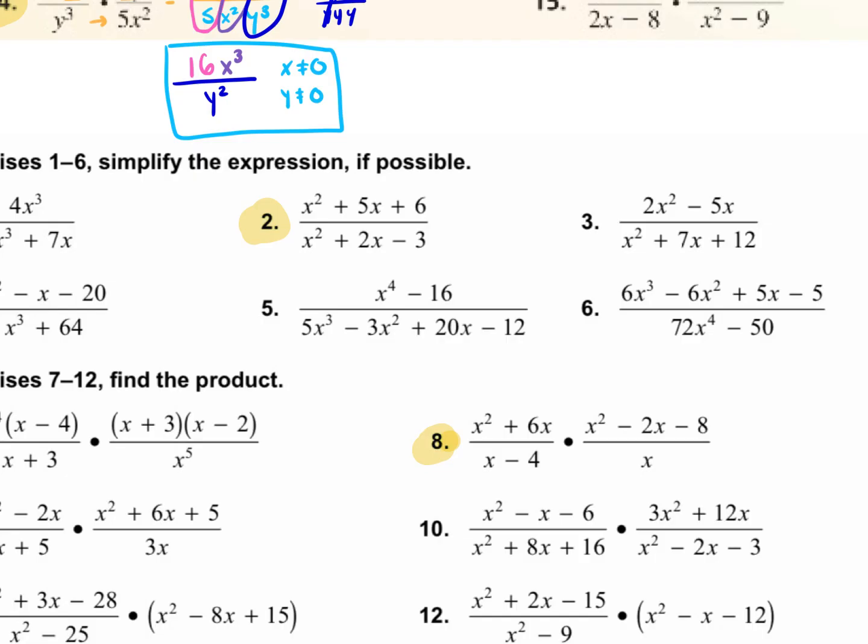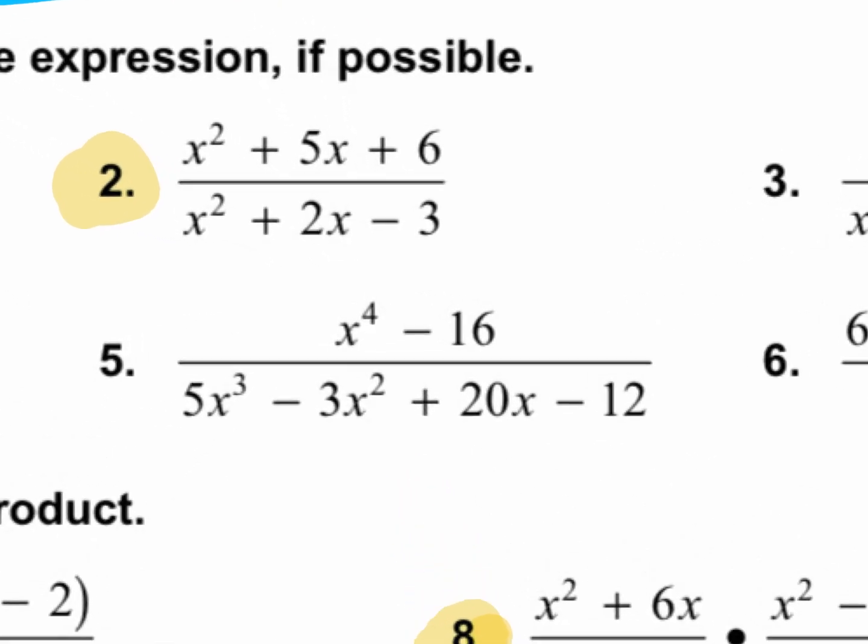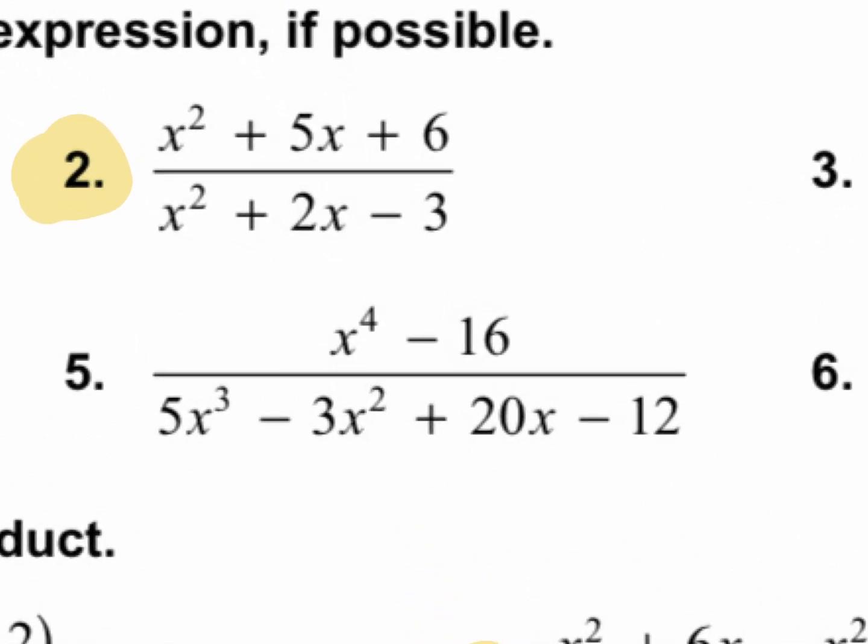So for number 2, we are simplifying the expression. What would I do first to simplify this? Factor. So first step is to factor. So we factor the top and the bottom separately, as if they're 2 different factoring problems. What are 2 factors of 6 that add to 5? 3 and 2. Because 6 and 1, neither one's negative, so it wouldn't work. So 3 and 2. So this factors into x plus 3 and x plus 2.